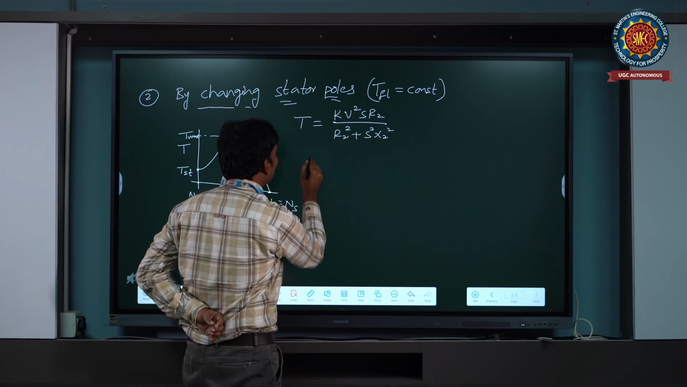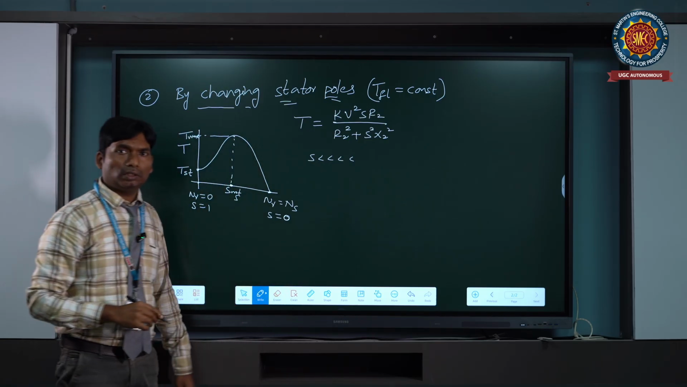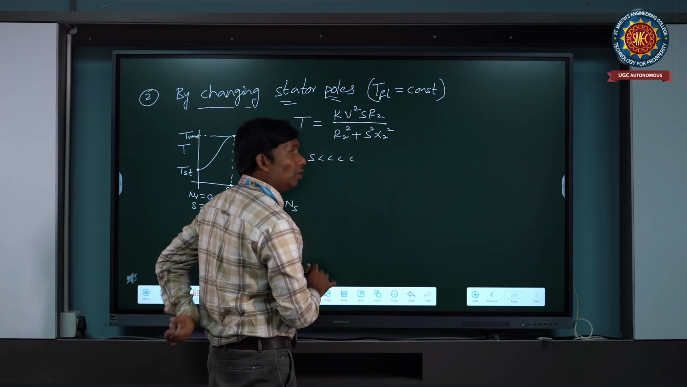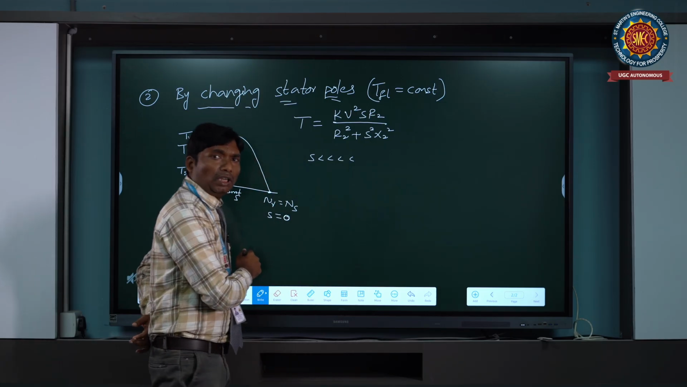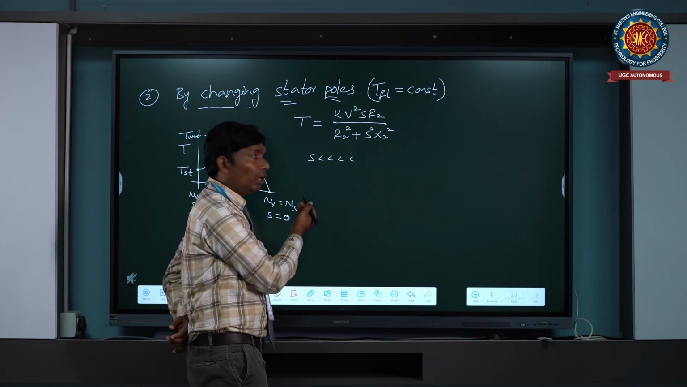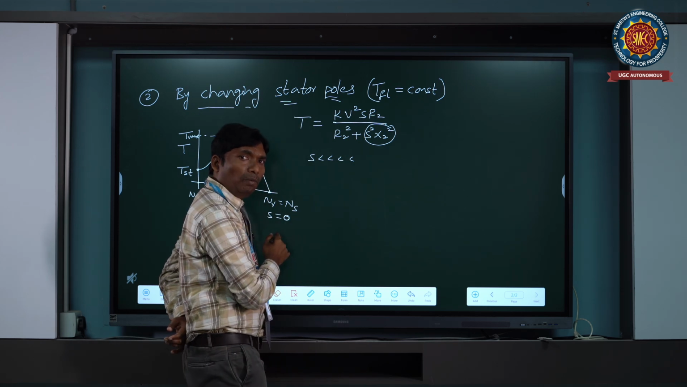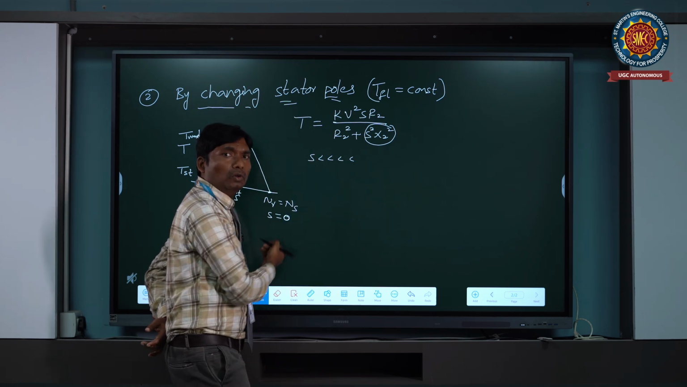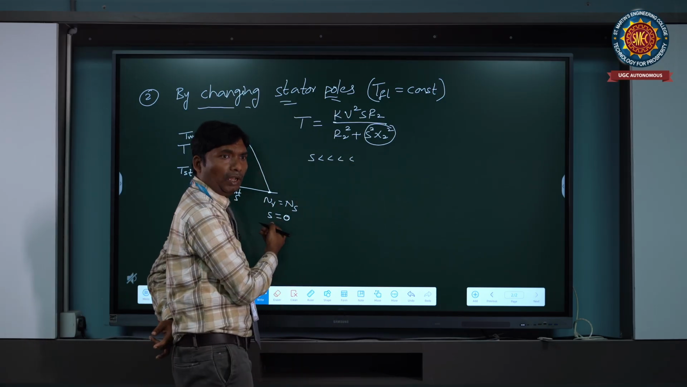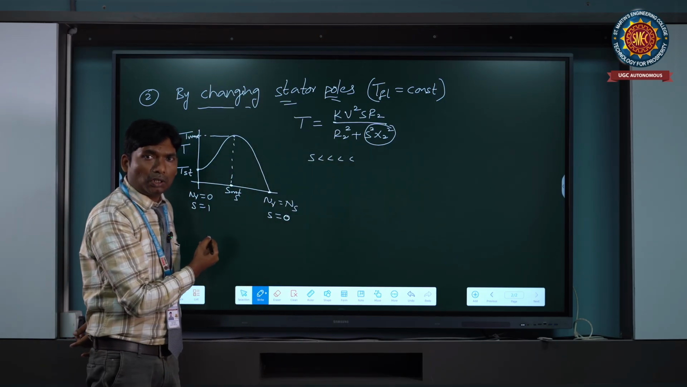At full load torque, the slip of the induction motor is very small. When the slip is very small, the S square X2 square term will be very small compared to the R2 square term. So we can neglect the term S square X2 square because it is very small compared to the rotor resistance R2 square term.